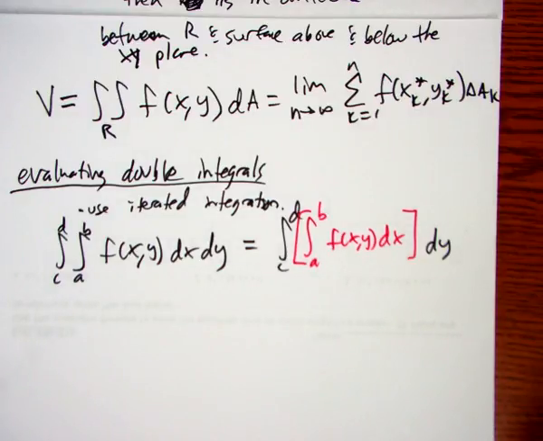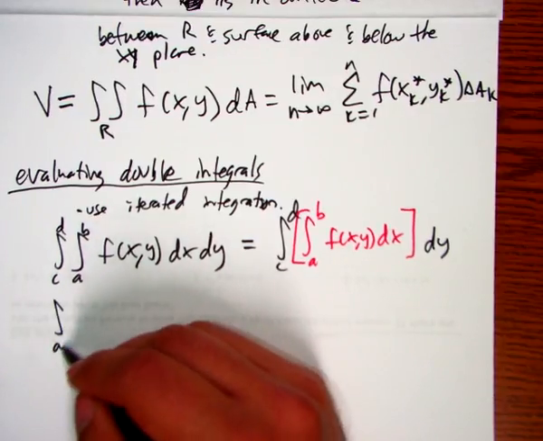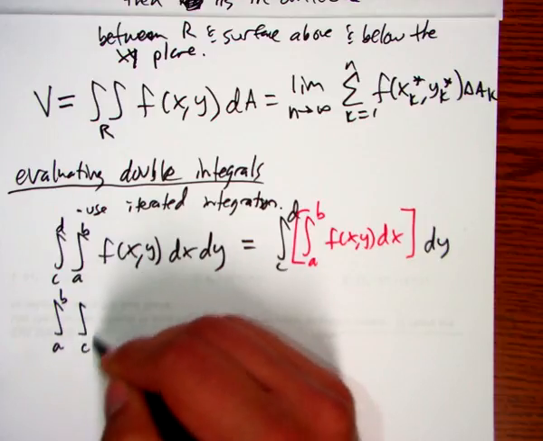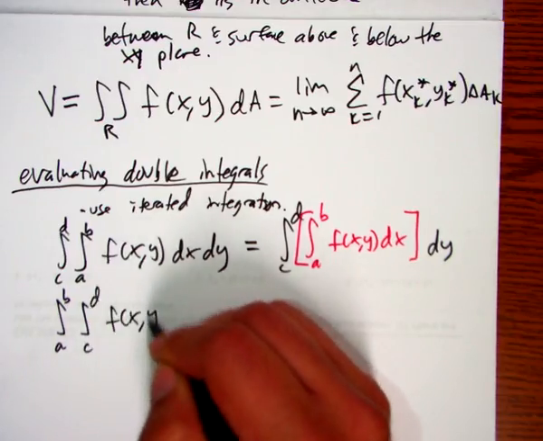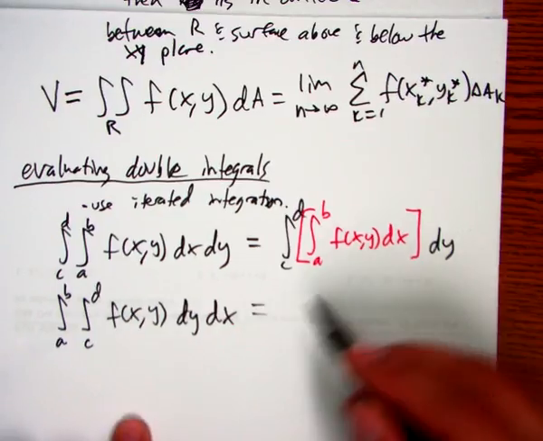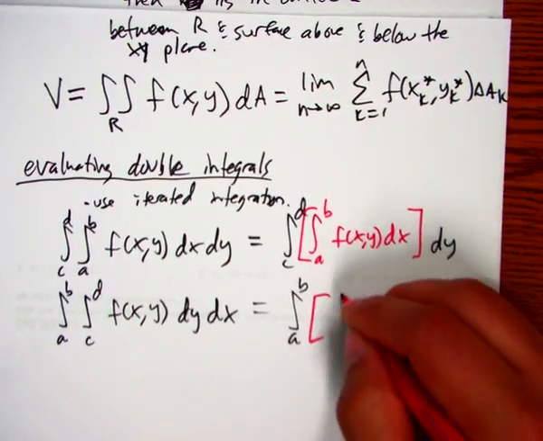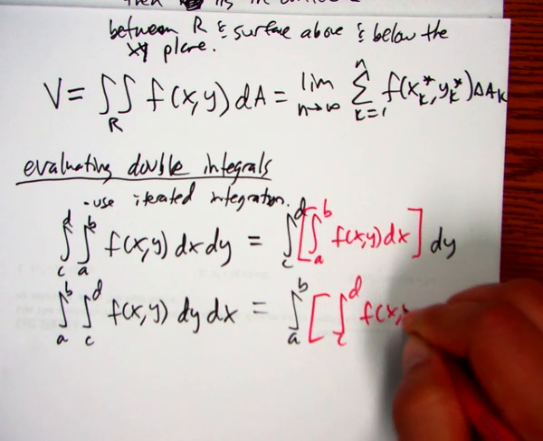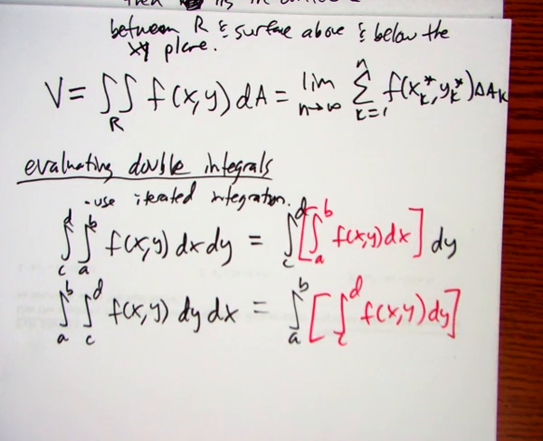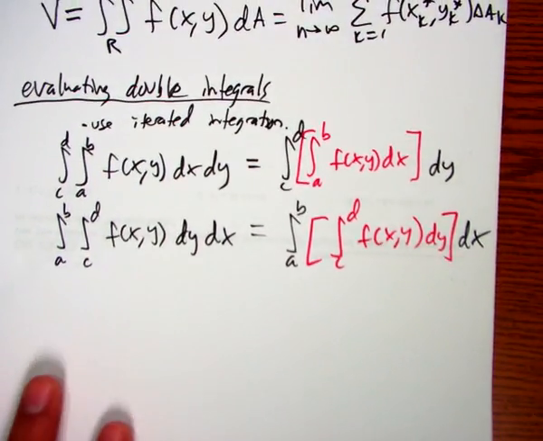And of course, these are interchangeable. Okay? So if we have the double integral of f of xy, let's say dy dx first, same idea. Start with the inner integral. Evaluate that first, and then you do the outer integral with respect to x. Okay?